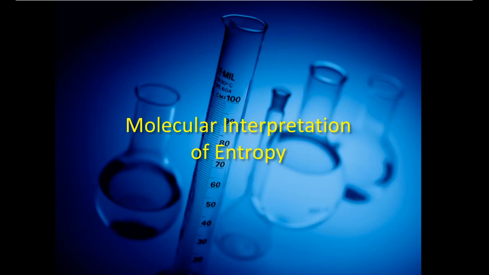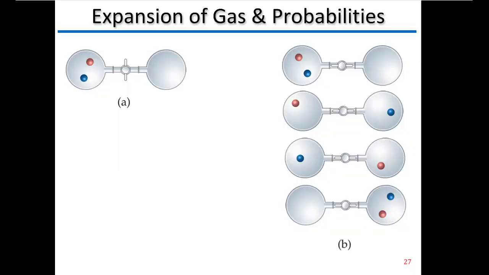But now we're going to take those same ideas and start to put them in terms of molecules, so the molecular interpretation. We're going to start off by looking at a simple little diagram where we have two gas bulbs connected with a valve. We have two gas particles, a red particle and a blue particle, and we're going to talk about the probabilities of finding them in various states throughout this little apparatus.